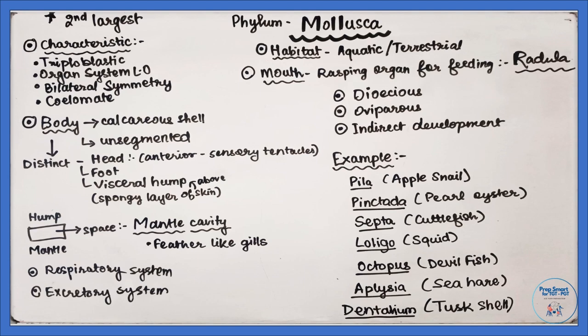A rasping organ called radula, which is basically for feeding, is present in the buccal cavity of most of the mollusks. A peculiar sense organ is also present called osphradium, which checks the quality of water. Respiratory structures are basically of three types: gills, pulmonary sac, or gills plus pulmonary sac. Gills are present in Pila and Patella, pulmonary sac is present in Limax.